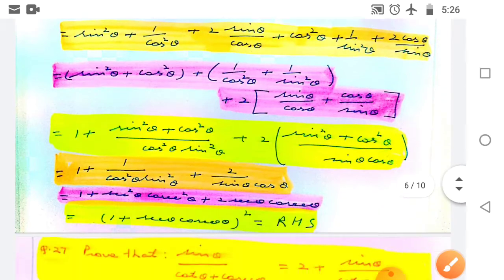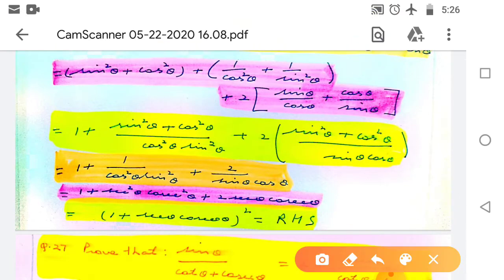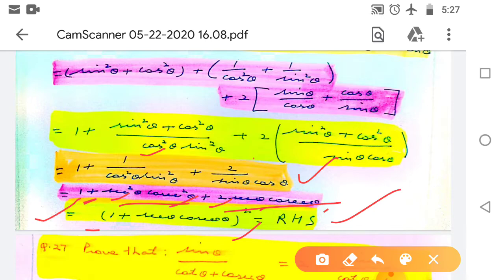Now, next step, this sin square theta plus cos square theta is 1. So, it becomes 1 upon sin square theta cos square theta plus 2 upon sin theta cos theta. Now, 1 upon sin square theta cos square theta you can write as sec square theta into cosec square theta, and 2 upon sin theta cos theta is 2 sec theta cosec theta. So, now 1 plus sec theta cosec theta whole square, because this is a square, this is in the form of b square, this is 2ab. So, ultimately this is equal to (1 plus sec theta cosec theta) whole square, which is equal to RHS, right.